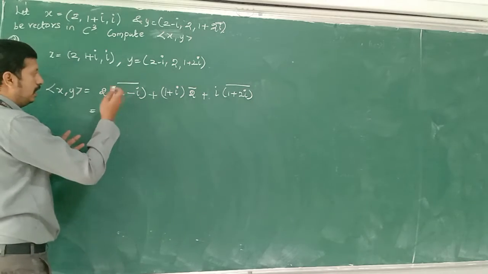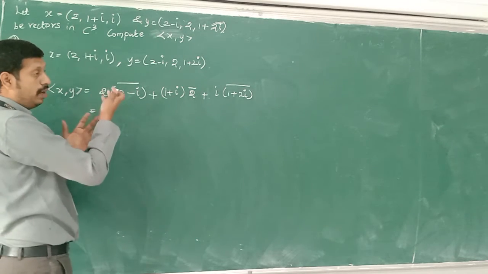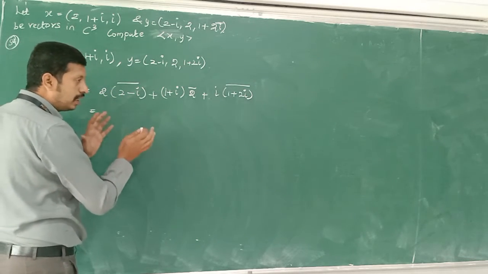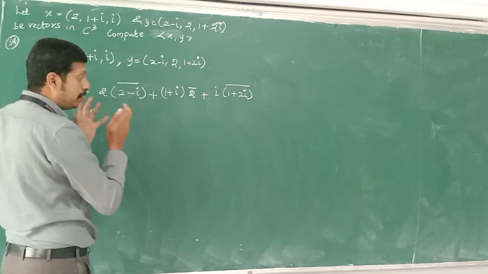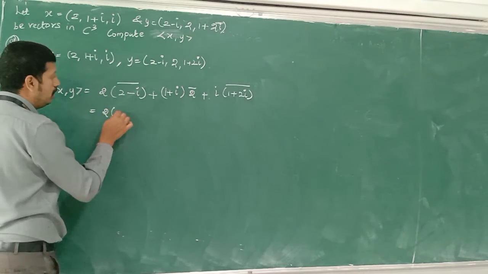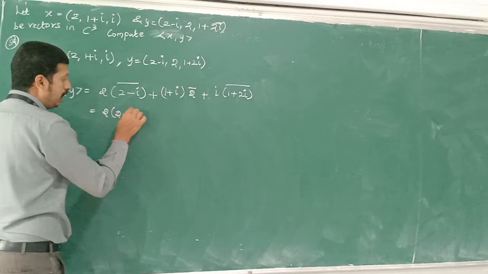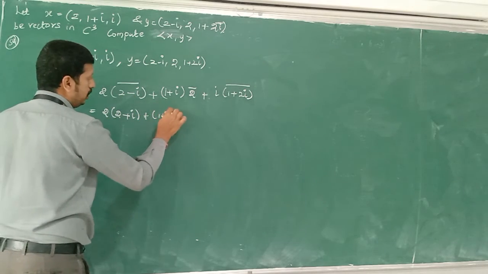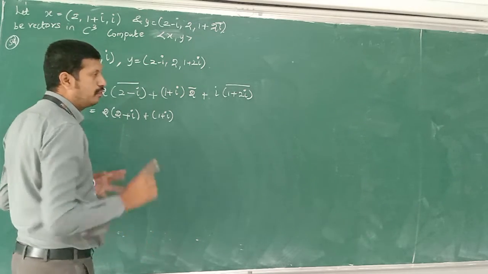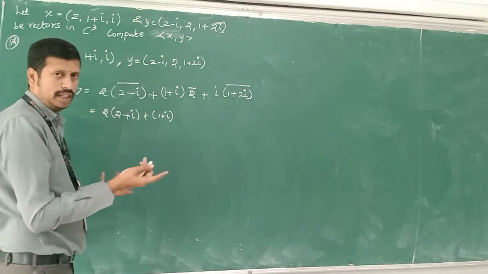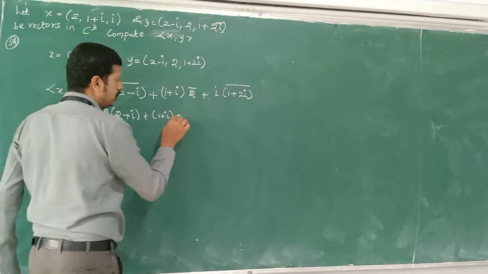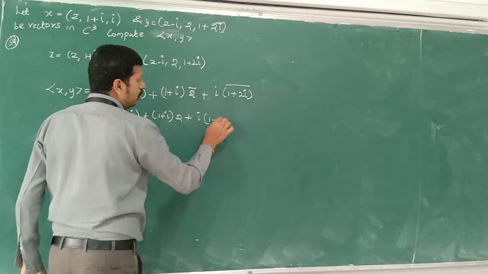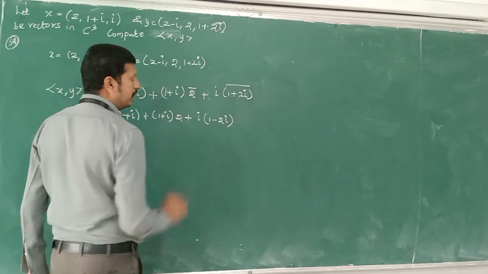If there is a bar, the imaginary part changes sign: if it is minus, it becomes plus, and if it is plus, it becomes minus. So 2 minus i becomes 2 plus i. The 1 plus i has no change, and the conjugate of 2 is 2, since it is real. Then for i times the conjugate of (1 plus 2i), we get 1 minus 2i.